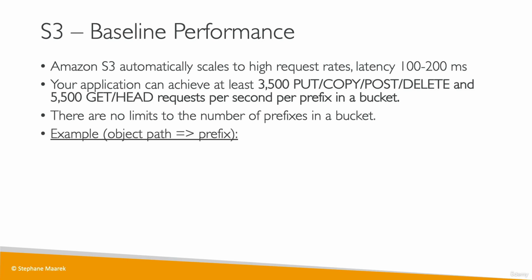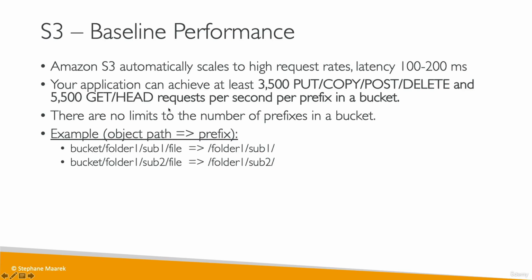So let's take an example of 4 objects named file, and let's analyze the prefix for that object. The first one is in your bucket, in folder 1, subfolder 1 / file. In this case, the prefix is going to be anything between the bucket and the file. So in this case, it is /folder1/sub1. So that means that for this file, in this prefix, you can get 3,500 PUTs and 5,500 GETs per second.